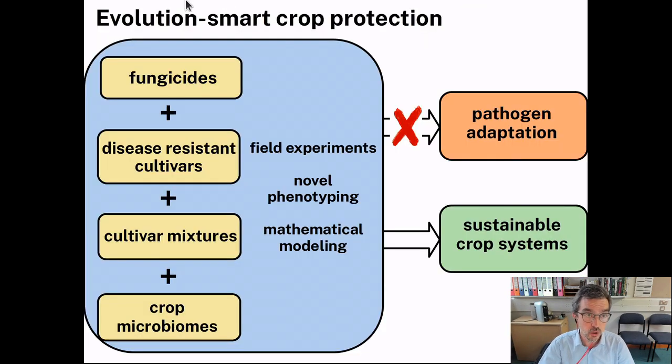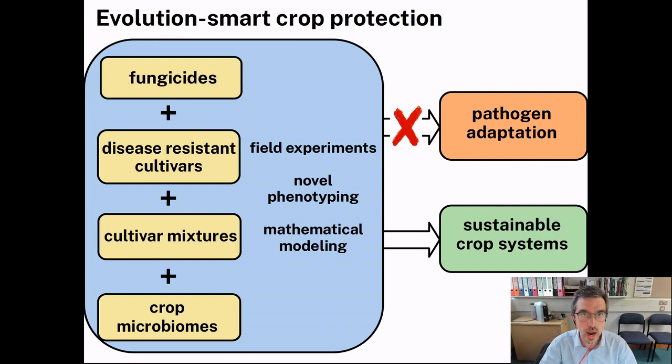Not only do we need, in the spirit of the integrated management of diseases and pests, to combine several different approaches to control the disease. We need to combine fungicides and disease-resistant cultivars, but we also need to introduce more genetic diversity into our crops using cultivar mixtures, and this is the focus of my talk here. But also, for example, using intercropping. And we also need to think about crop microbiomes, how we can adjust them to protect crop plants from disease.